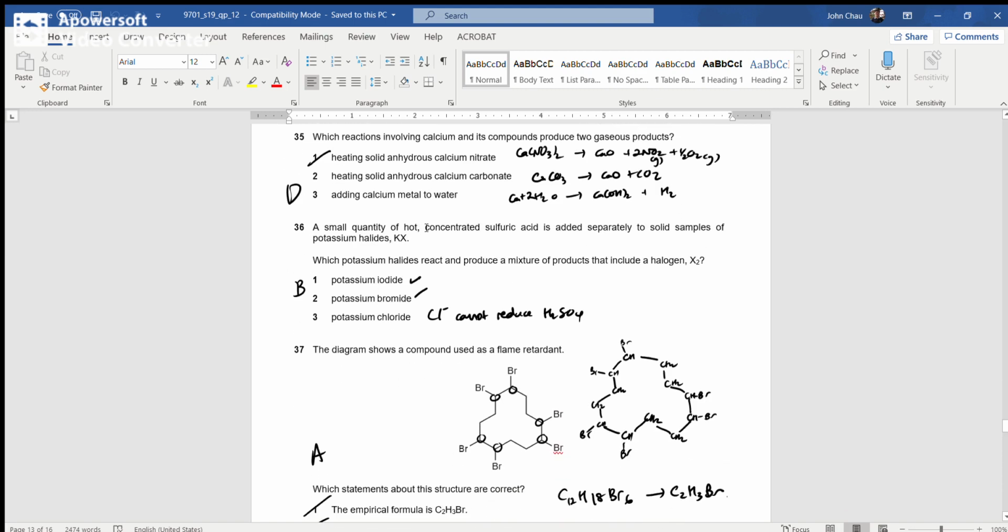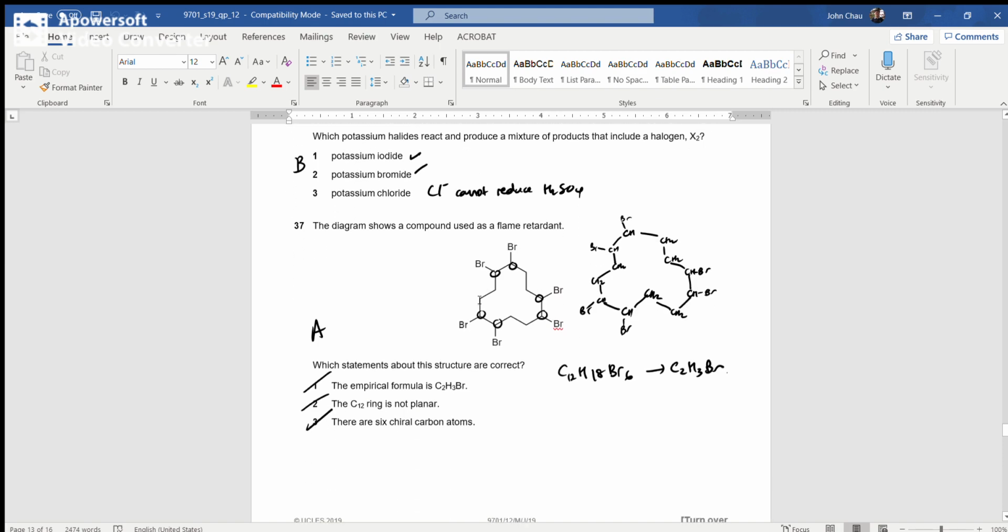36. A small quantity of hot concentrated sulfuric acid is added separately to solid samples of potassium halide. Which potassium halide reacts and produces a mixture of products that includes a halogen X2? We know chloride cannot reduce sulfuric acid; it is a weak reducing agent. Whereas iodide and bromide can reduce the sulfuric acid. Iodide itself can be oxidized to iodine, and bromide can also be oxidized to bromine.